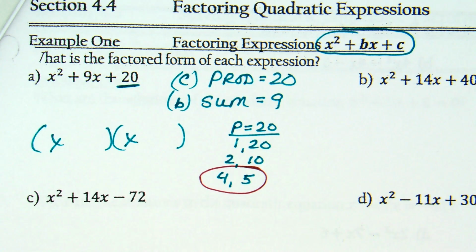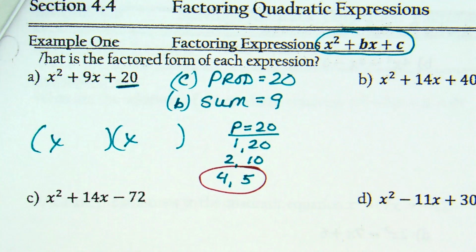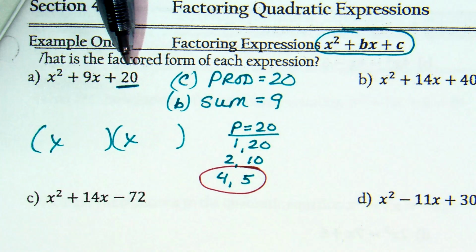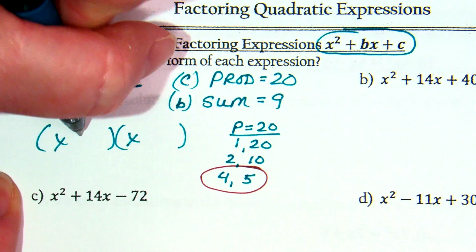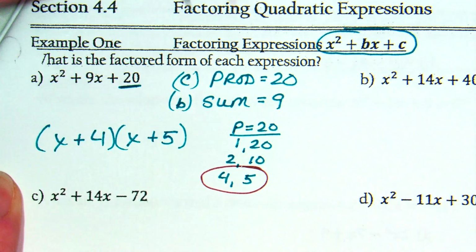Okay? So now, we already talked about signs. If it multiplies to be positive 20, they have to be the same. If it adds to be positive 9, they both have to be positive. So we're going to have x plus 4 and x plus 5.